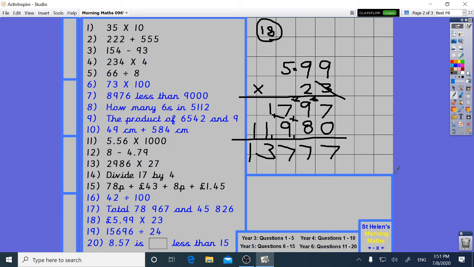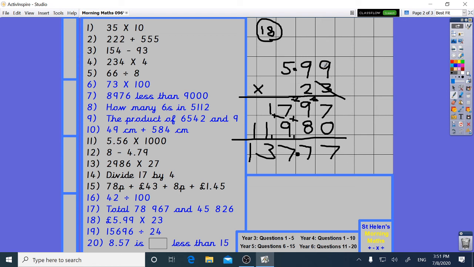What is this? Well, I need the decimal point, 2 decimal places. Oh yeah, I thought it'd be about 120, didn't I? And it turns out to be 137.77. So that's in the same kind of area. And I estimated £6 times 20, and it's really times 23. So it would be a bit bigger than 120. So that makes sense. So I'm happy with that.